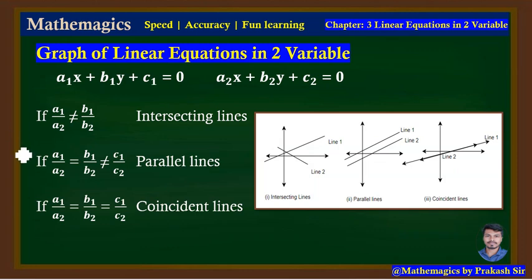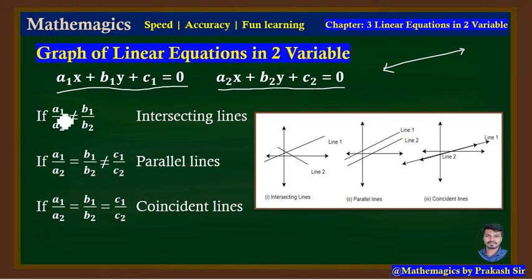Graph of linear equations in two variables. Here the first equation is a1x plus b1y plus c1 is equal to 0. The second one is a2x plus b2y plus c2 is equal to 0. In both, some conditions are there by which we can understand the nature of the equations. As I discussed earlier, the graph of a linear equation is always a straight line. As we are taking pairs, obviously there will be two straight lines present in the graph. a1 is the coefficient of x, b1 is the coefficient of y, a2 is the coefficient of x, b2 is the coefficient of y, and c1 and c2 are the constants attached with the equations.